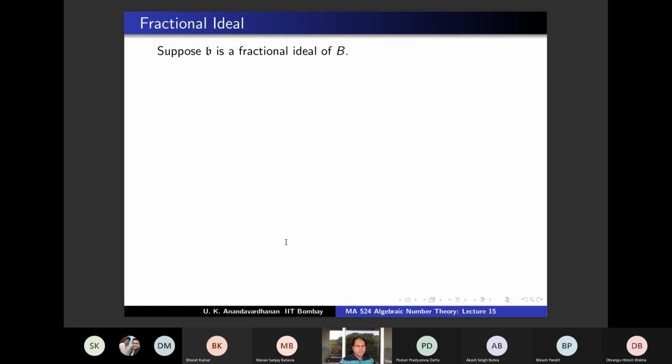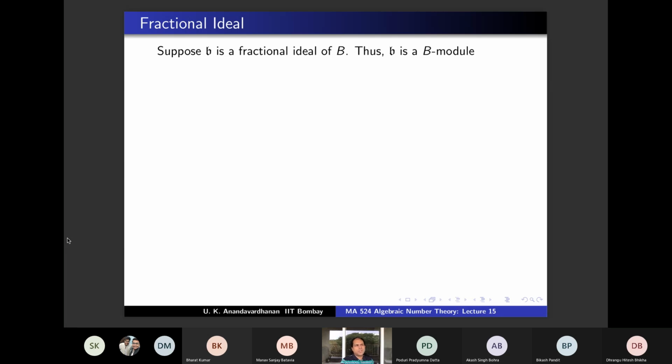What is the property? There's a non-zero element in B, let us say C, such that C times this fractional ideal, which is contained in the quotient field E, is contained in B. But it's a module. In particular, it's an additive group. So the dual of a fractional ideal makes sense because for any additive group, we define the dual. So you can consider the dual of the fractional ideal, and we are going to claim that the dual is also a fractional ideal. That's the claim.